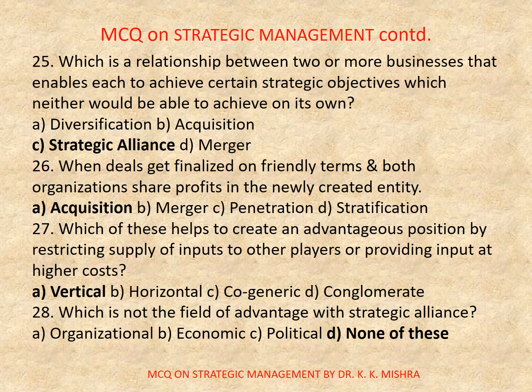27. Which of these helps to create an advantageous position by restricting supply of inputs to other players or providing input at higher cost? A. Vertical. B. Horizontal. C. Co-generic. D. Conglomerate. Correct option is A. Vertical.